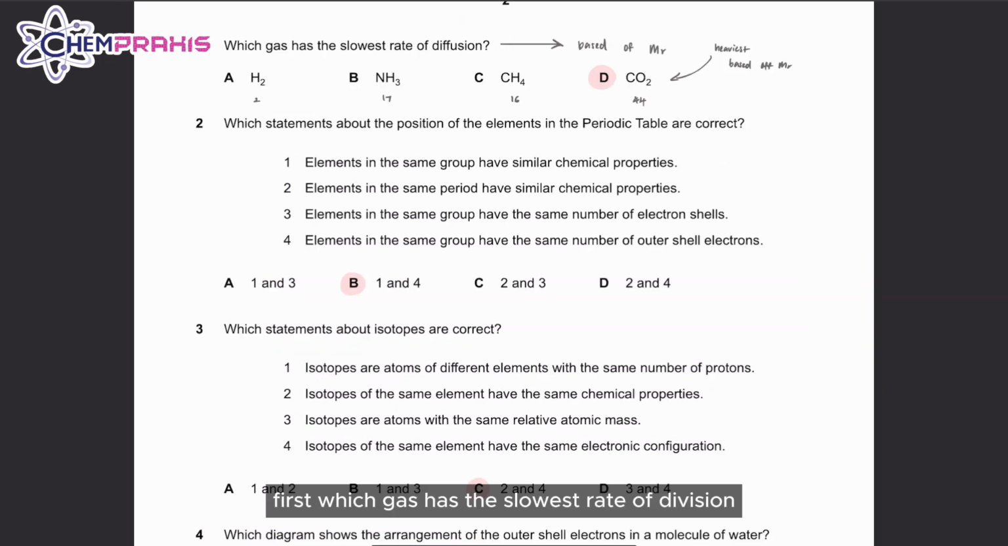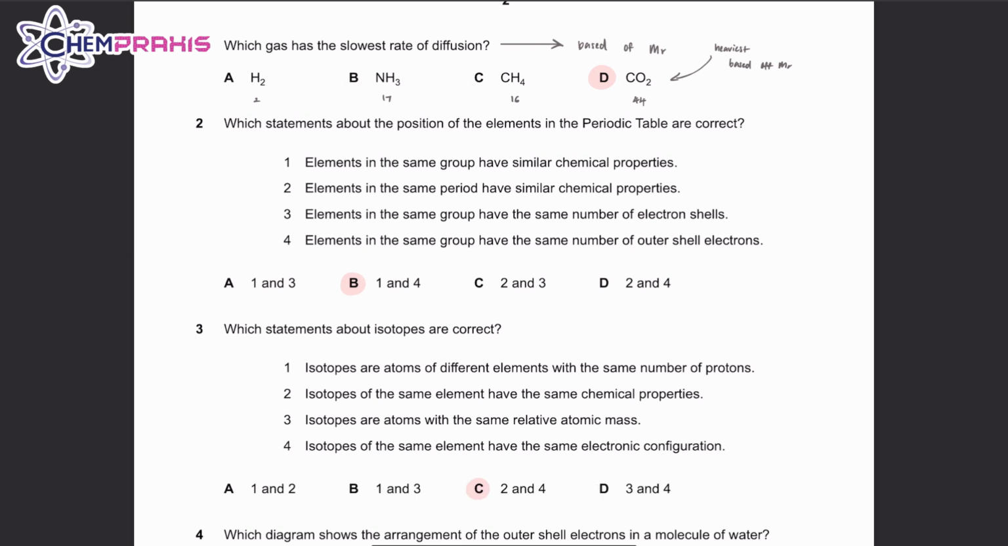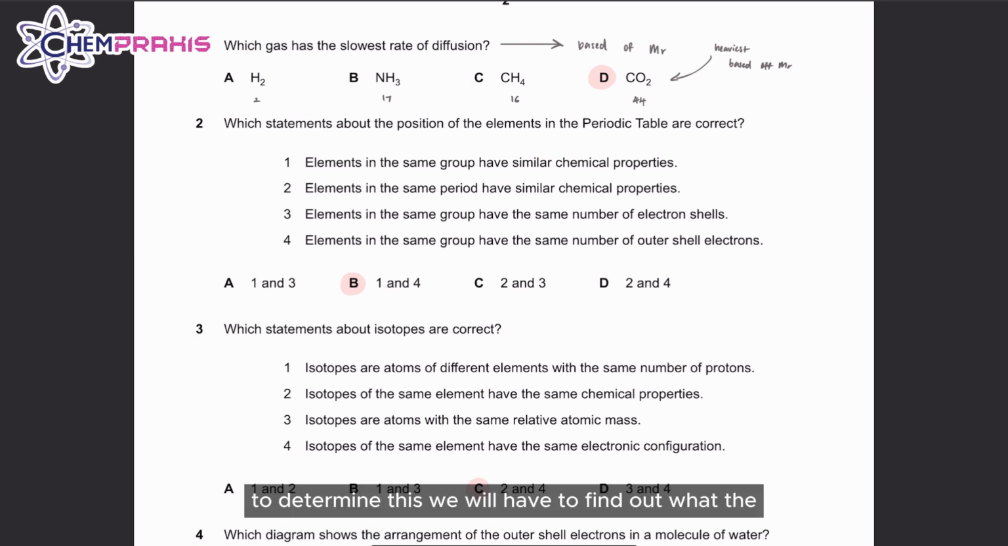First, which gas has the slowest rate of diffusion? To determine this, we will have to find out what the Mr of each of these gases are. I've listed the Mr below each of the gases, and the gas with the highest Mr will have the slowest rate of diffusion as it is the heaviest based off of the Mr. Your answer should be D, which is carbon dioxide.